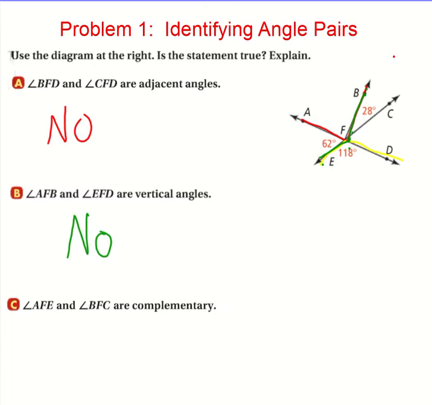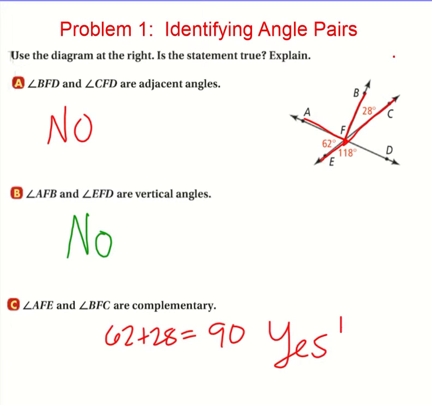Our next statement says that angle AFE and angle BFC are complementary. Now remember, complementary angles means their sum is 90 degrees. So we go 62 plus 28. Well, that equals 90. So yes, these ones would be complementary.